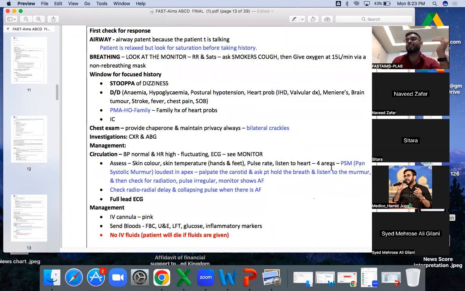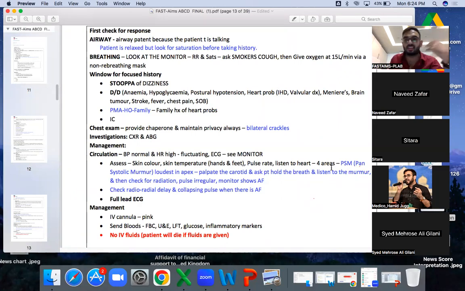Then on the circulation part, we have already done this. In this circulation part, we will be listening to our four areas, and we will be checking the pulse, because of the atrial fibrillation. We are asking the question regarding atrial fibrillation. Atrial fibrillation is important in two scenarios here, and the other is acute limb ischemia, because in that it is also associated with atrial fibrillation. So in these two scenarios, atrial fibrillation is quite important.